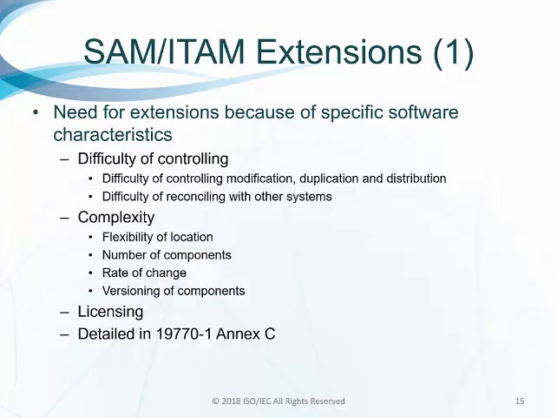Why do we need these extensions? Primarily because of the characteristics of software, difficulty of controlling, the complexity, the licensing issues. The points listed on the slide are all reasonably self-explanatory, except for perhaps the flexibility of location point. By this we mean the fact that software may be stored or installed in one location, but accessed or used from additional instances or locations. For example, using virtual machines for cloud-based services such as SaaS, PaaS, and IaaS, and generally via network access to server-based software.